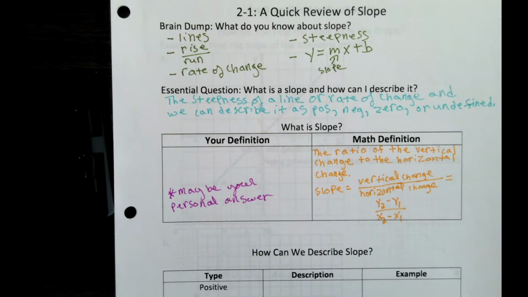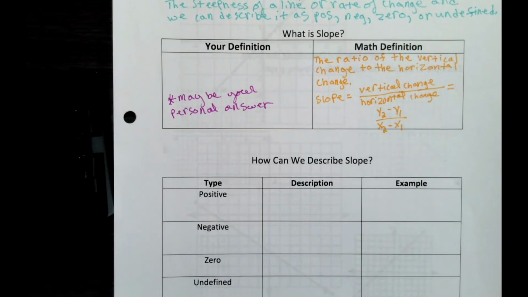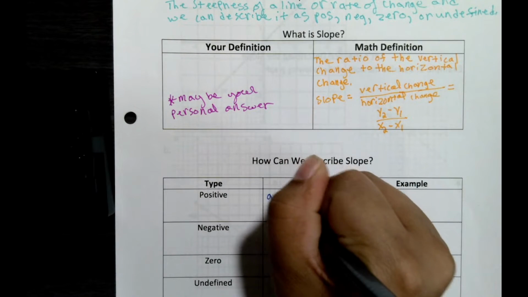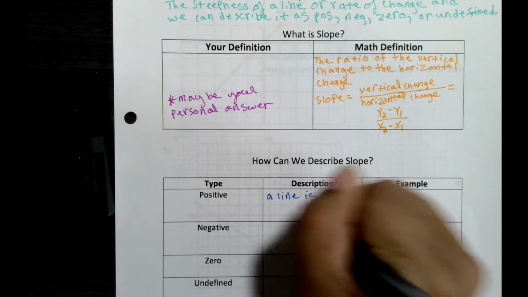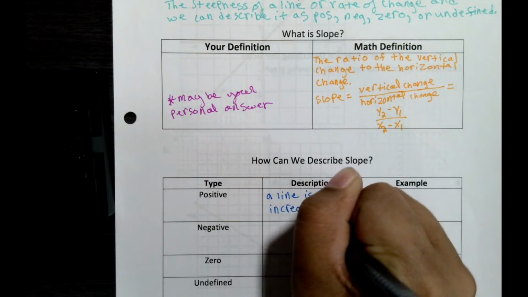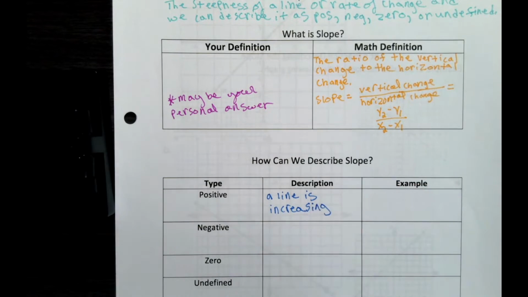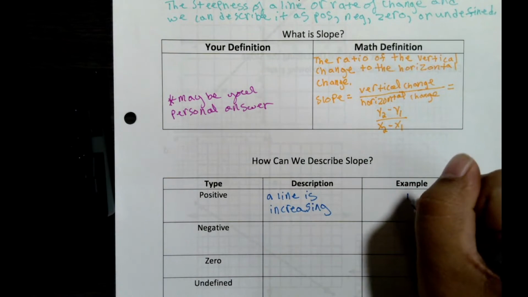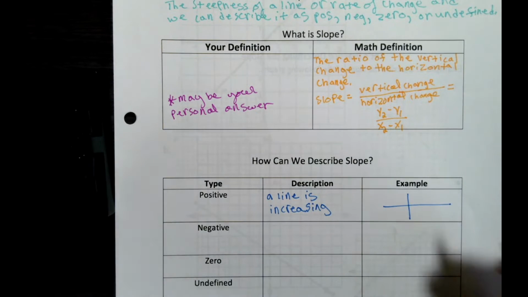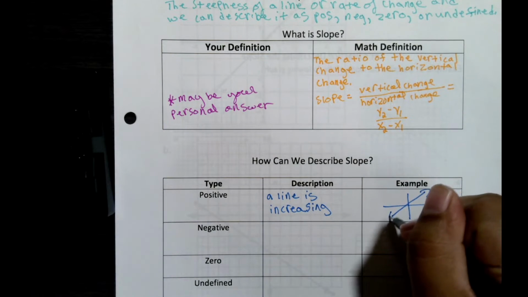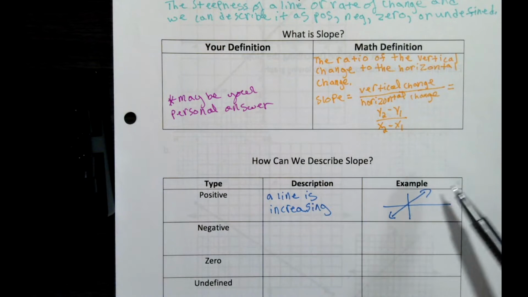So there are 4 ways to really describe slope. We can call slope positive. Positive means that a line is increasing. So if we have our x and our y axis like this, and we draw us a line, we always read lines from left to right. We have a line that is increasing.